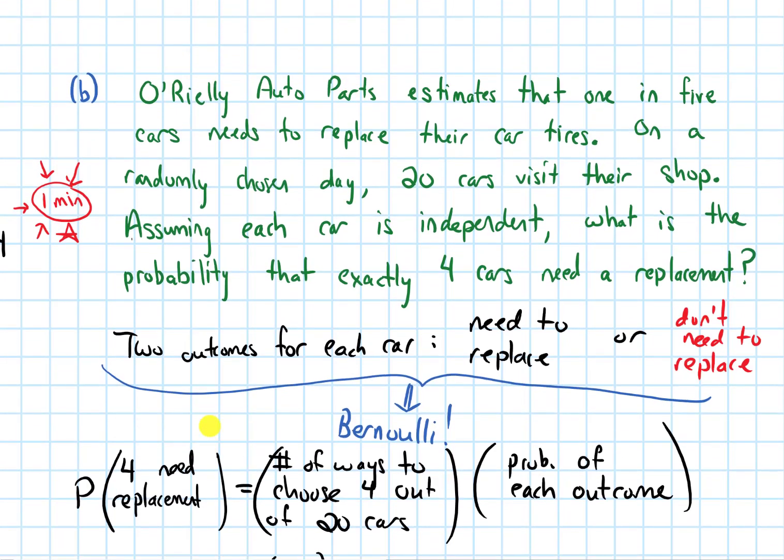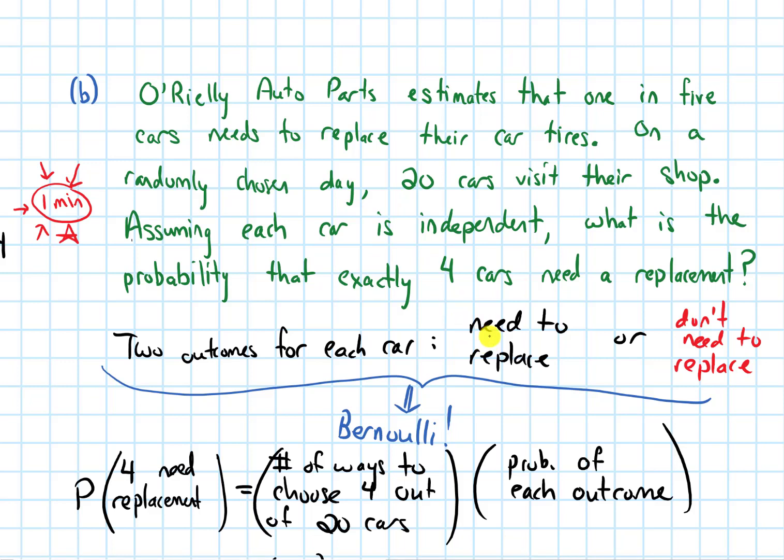And then based off of what the question says, the outcomes are need to replace tires and don't need to replace tires. So I'm going to consider need to replace as my success here because my question is asking about the probability that some number of cars need a replacement. So I'm going to denote this with the letter P. So it says 1 in 5 cars need to replace their tires. So P is 1/5. And that will make don't needing to replace their tires, I'm going to label this probability with Q. So Q would be 4/5.